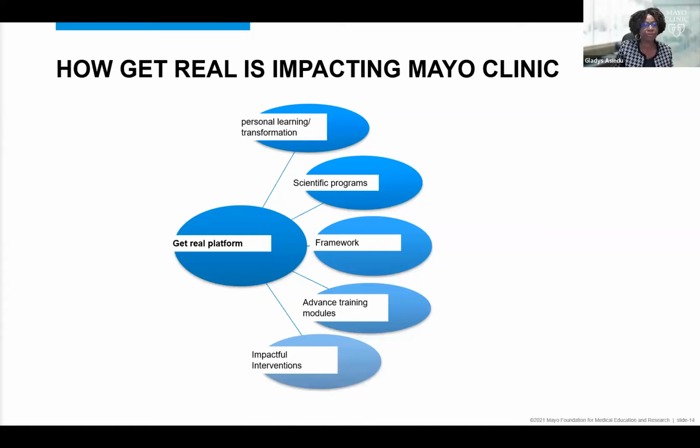So when it comes to how Get Real is impacting the Mayo Clinic environment, we believe that throughout this process there has been personal learning and transformation. Some people said this made them believe the experiences more and transformed their perspective on the diversity and inclusion issues and challenges we're facing. Out of that, we have also built a scientific program, the Diversity Science Program, of which I am one of the leads. It's a work group that is transforming the science of diversity in our institution.